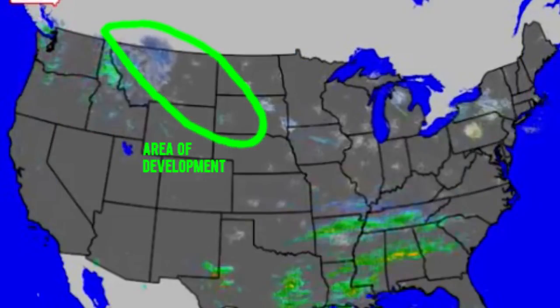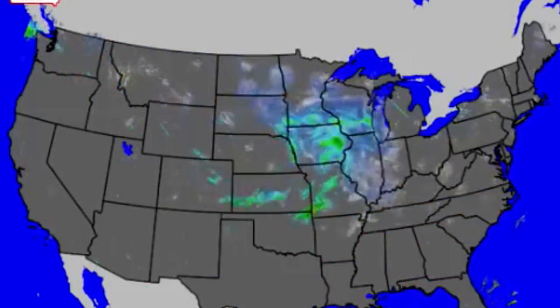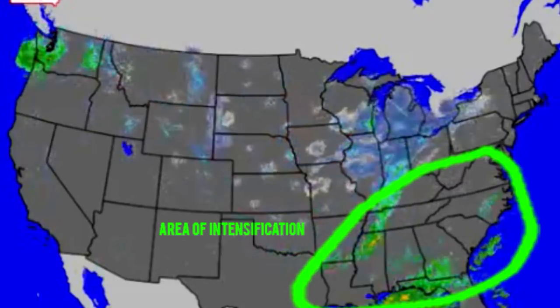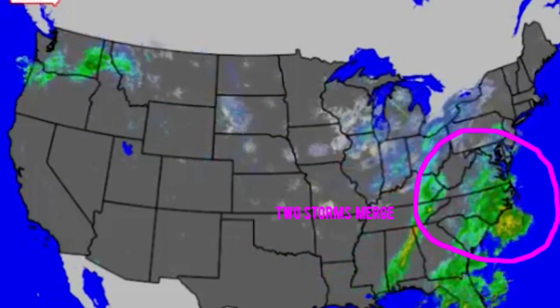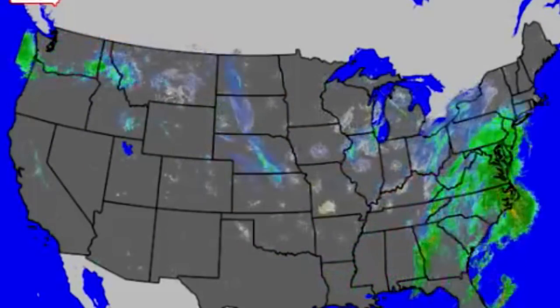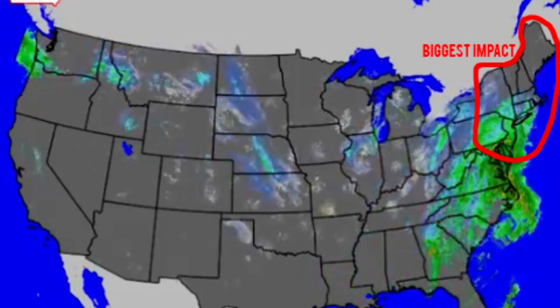Now our next storm area of development here is in the states of Montana, Colorado, South Dakota, North Dakota, Nebraska area. Then our area of intensification is further south on this one. We're going to see that this is what I call a merged nor'easter storm, and this is actually where there's a Miller A and a Miller B that merge into one storm. Here's that area where the two storms merge in that pink. And then biggest impact is going to be the entire northeast and New England area.